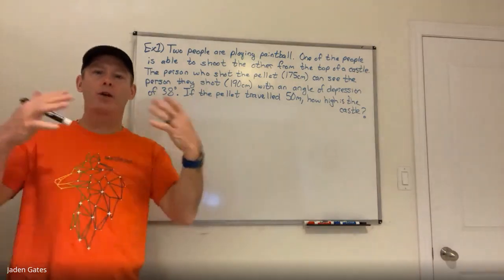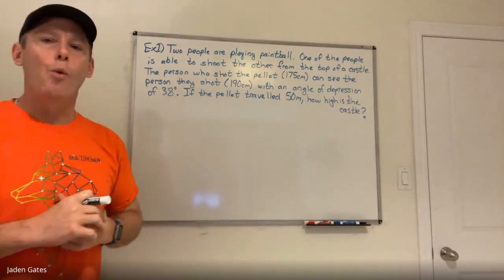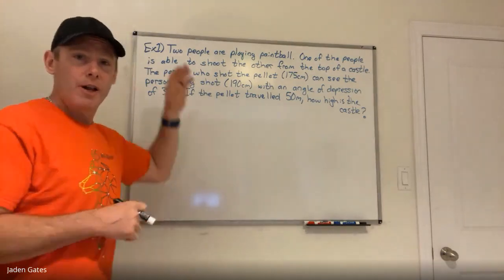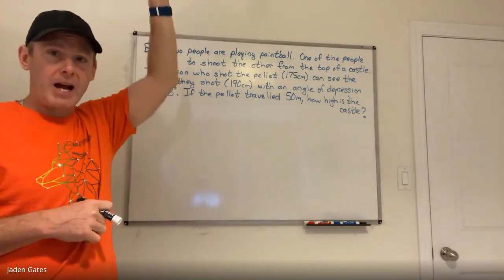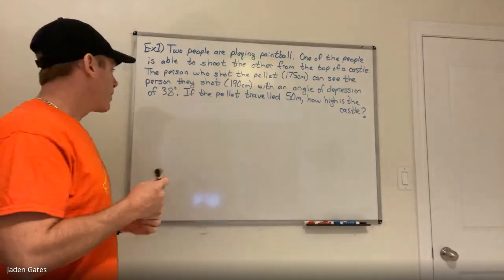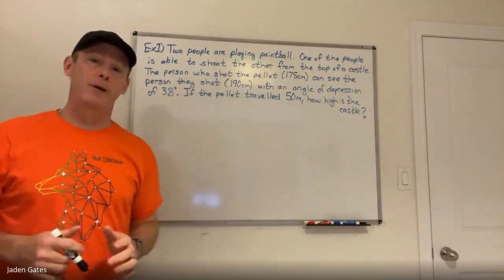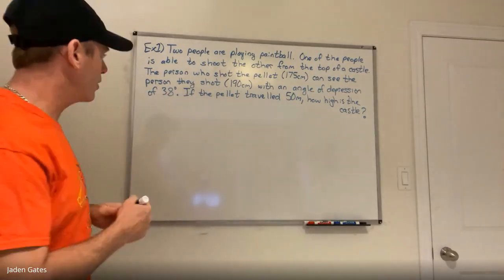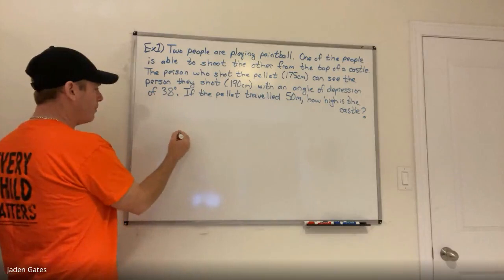All right, so I've read the question. I grasped what is going on here. We've got a paintball situation: a person up at the top of a castle, shooting someone down below. So now I'm going to try to draw that picture. Remember, I'm a math teacher, not very good with the art. So here we go, but I am going to draw a little simplified diagram.